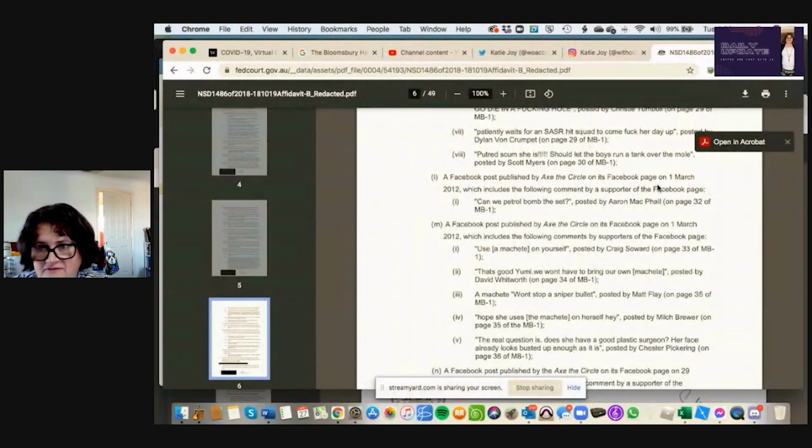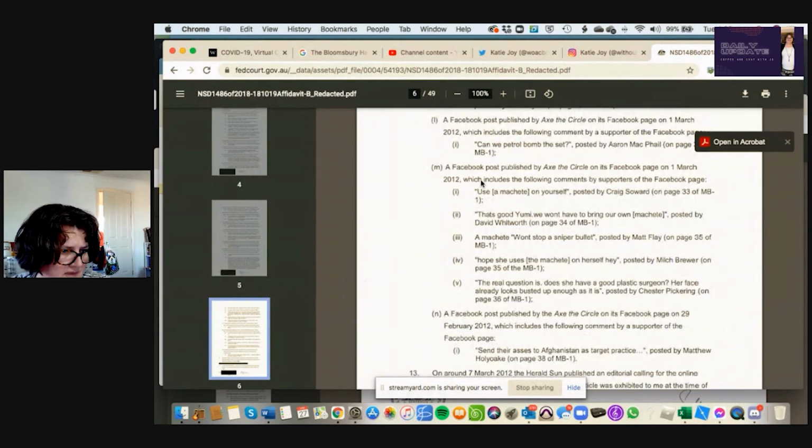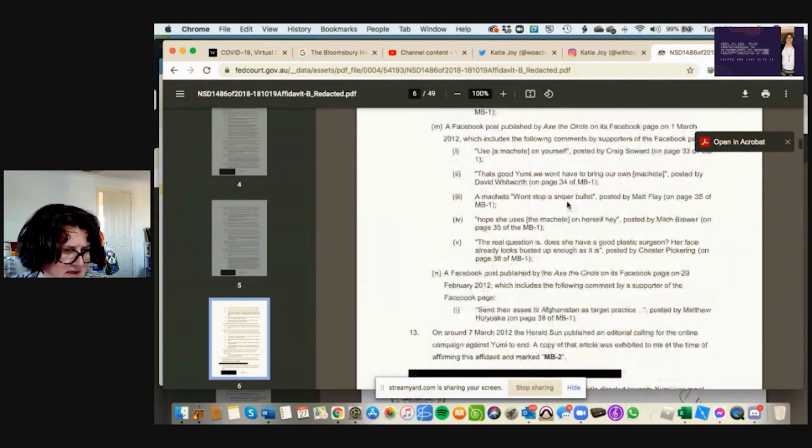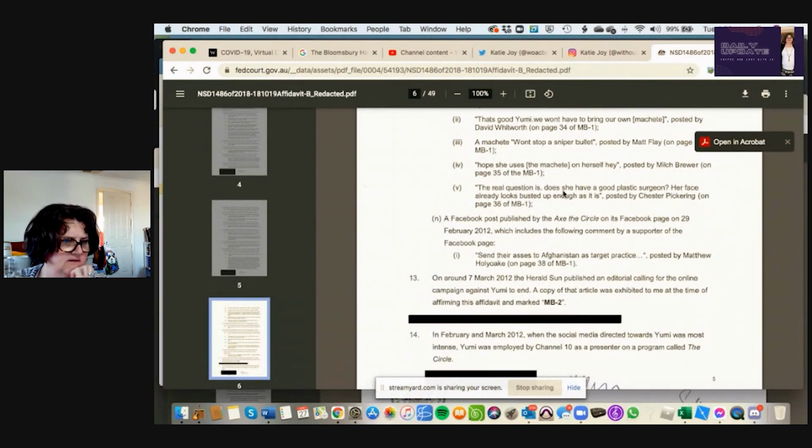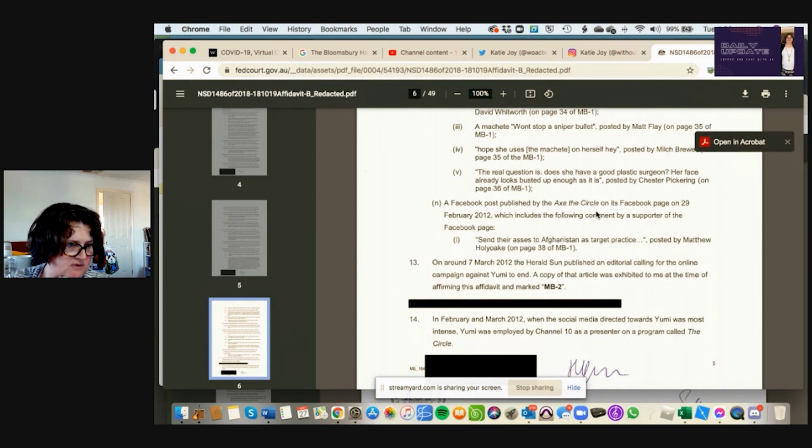On the 1st of March, the Facebook page. Can we petrol bomb the set? A Facebook post on the Access Circle. Use a machete on yourself. That's good. We won't have to bring in our own machete. A machete won't stop a sniper bullet. Hope she uses the machete on herself, hey. The real question is, does she have a good plastic surgeon? Her face already looks busted up enough as it is. A Facebook post published by Access Circle on its Facebook page, 29th of February. Send her to Afghanistan as target practice.